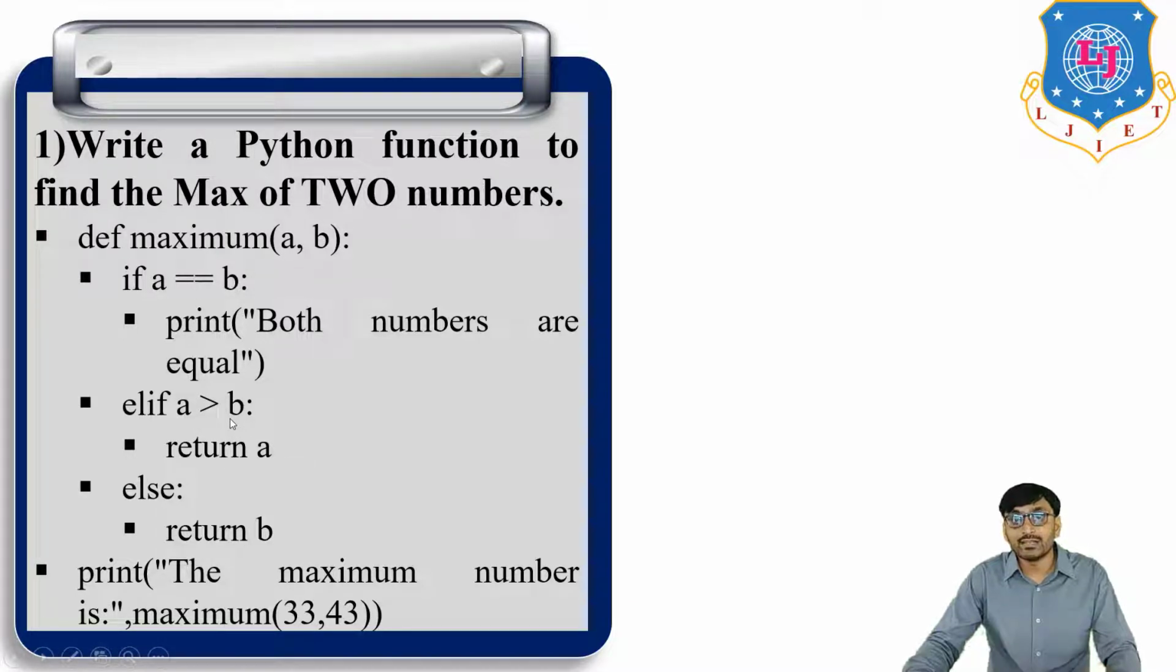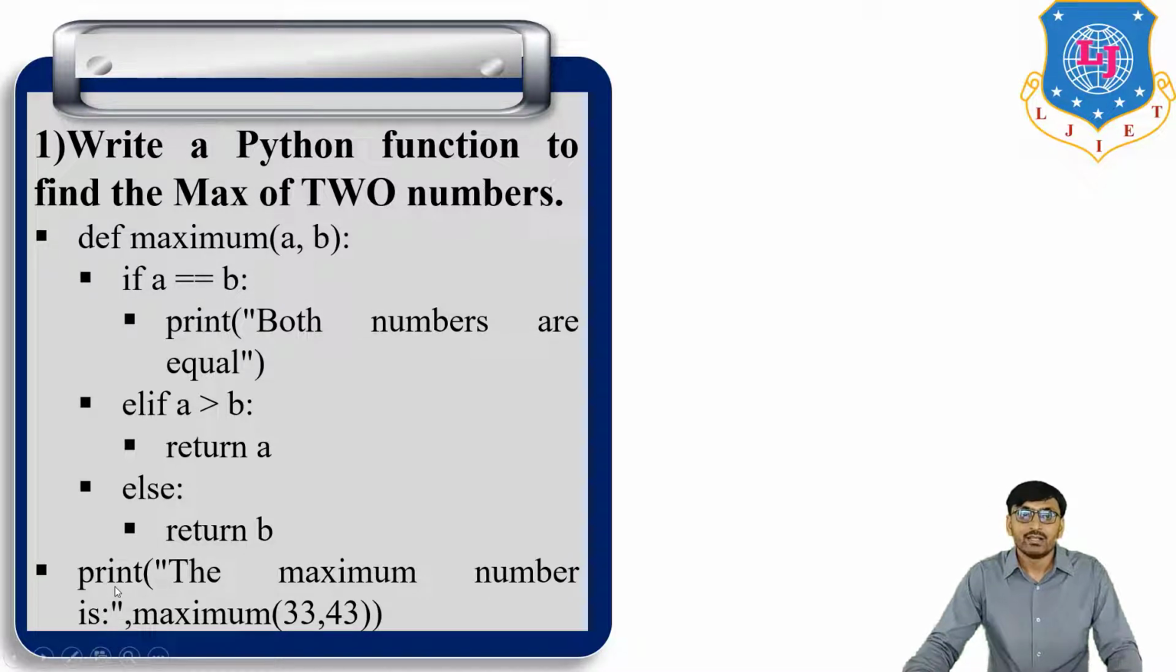If the second condition is not satisfied, then go for the third condition, which is the else condition, and it is the default condition. So in else, return b. So check the first condition; if it is satisfied, then the answer is the first print statement. If it is not satisfied, then check the second condition. If that is not satisfied, then only check the third condition, which is the default else condition.